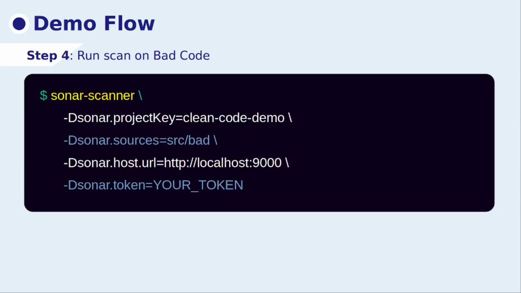4. Run scan on bad code. Now analyze the bad version of the code. At this point, SonarQube will report many issues such as code smells, bugs, and possible security risks. 5. Run scan on good code. After that, analyze the refactored code. This scan will include both improved code quality and test coverage.